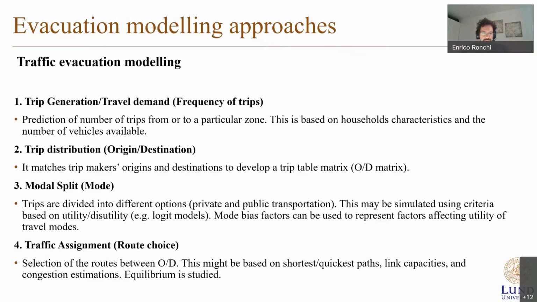And then we have the traffic assignment. So basically the route choice, in which you have selection of routes between the different origins and destinations. There are different assumptions that can be made there based on shortest or quickest path, capacities. Recently, we also saw studies linked to familiarity of the routes and so on, congestion. And sometimes when we try to identify optimal conditions, we actually study the equilibrium of the system, of the road network system we're investigating.